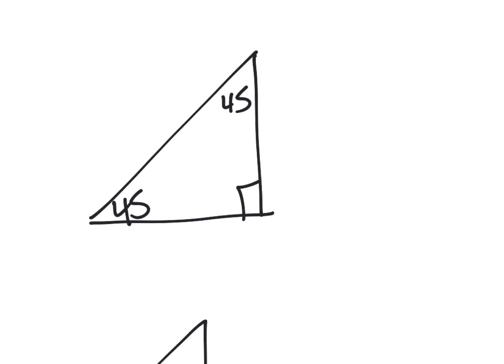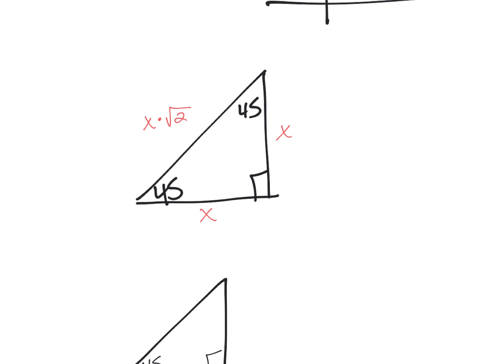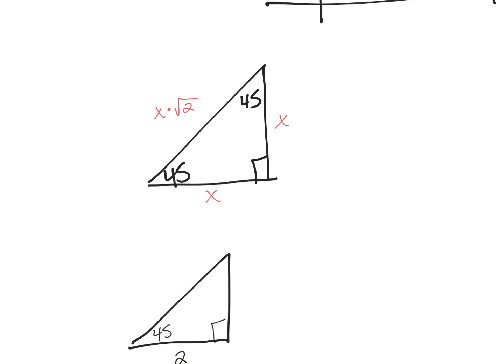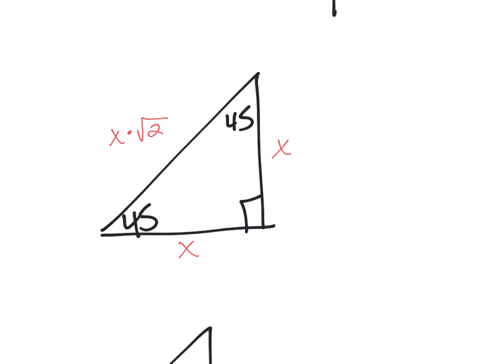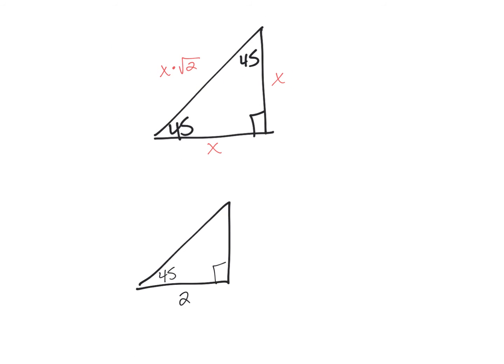This is a triangle where it is an isosceles right triangle. So that means these two legs are the same. I'm going to call them x. And do you remember what the relationship was between the legs and the hypotenuse? It was x times square root 2. This is something that I would suggest writing on your cheat sheet because you can use it later.